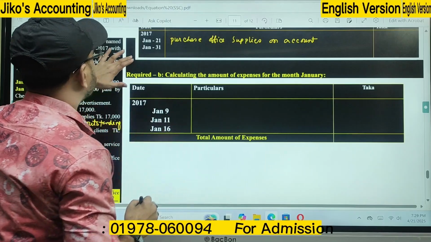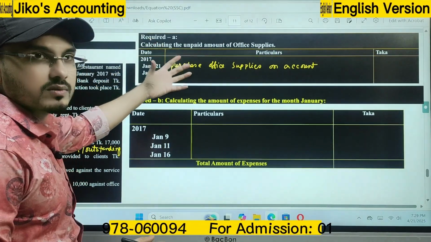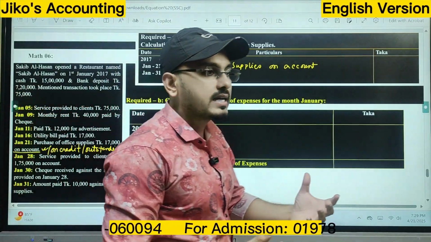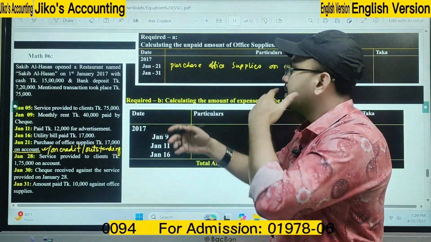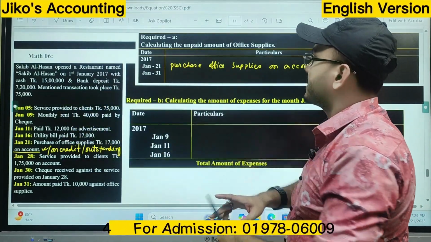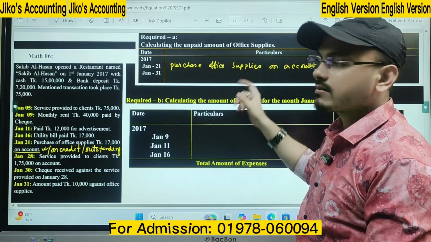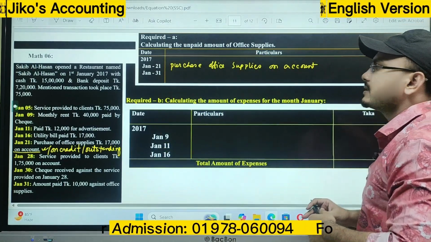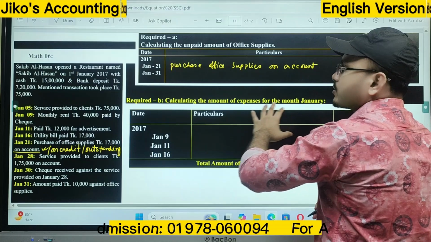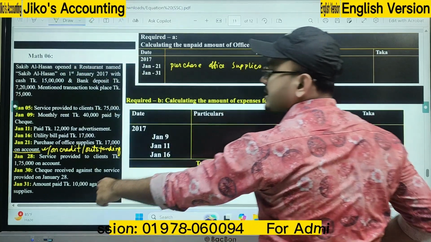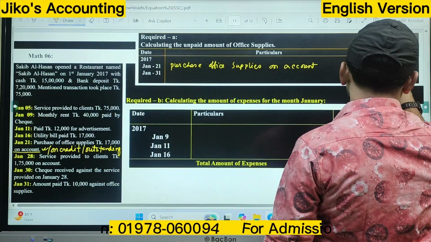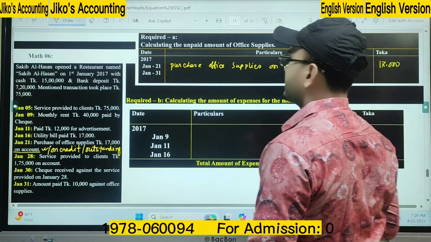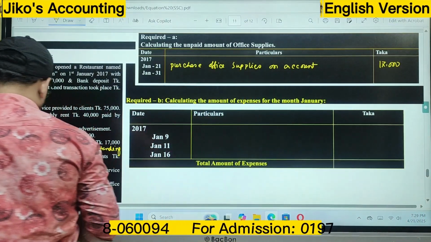What is our amount here? According to the math, first of all, you have to give a title. It's quite common, as we are doing the same maths in numerous ways. To do any math, according to the requirement, you have to give a title, then make a formula like this. Then purchase office supplies on account. What is our amount here? Amount is 70,000. Is it okay, sir? 70,000.